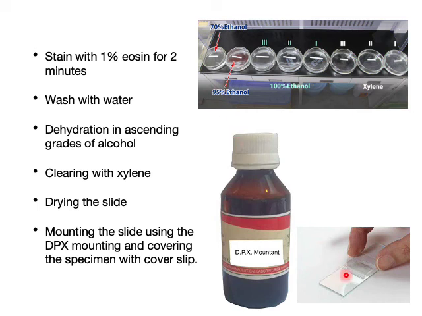Then stain the tissue with 1% eosin for 2 minutes. So next, after the hematoxylin stain, we have to use the eosin stain. Stain it in the 1% eosin for 2 minutes. Again wash with water. Remove the excess of the eosin. Again wash with water.